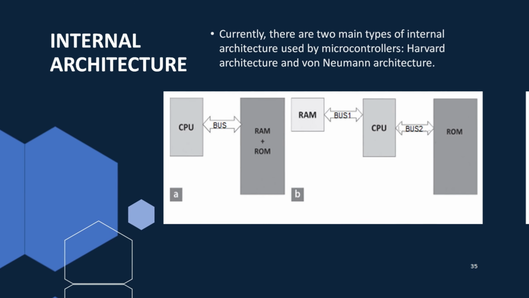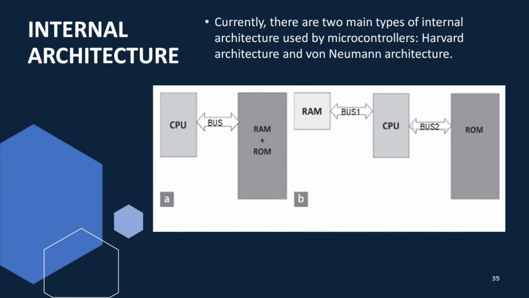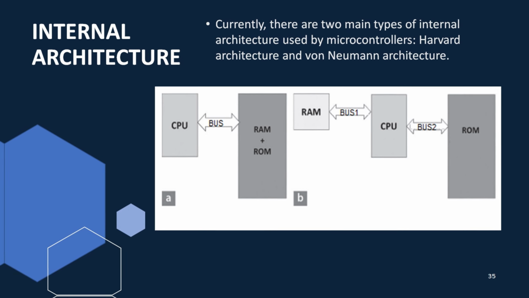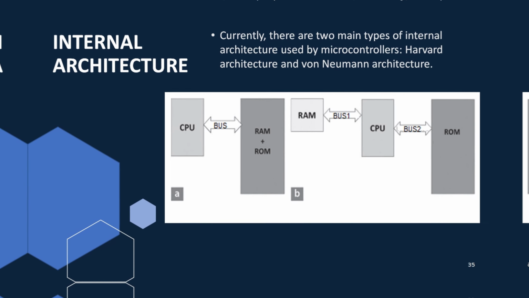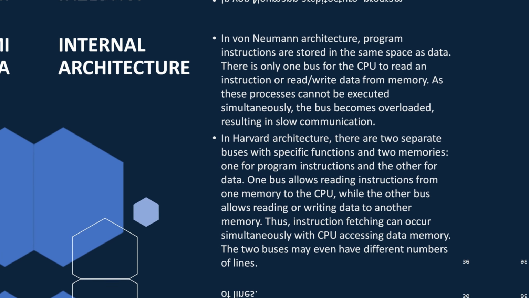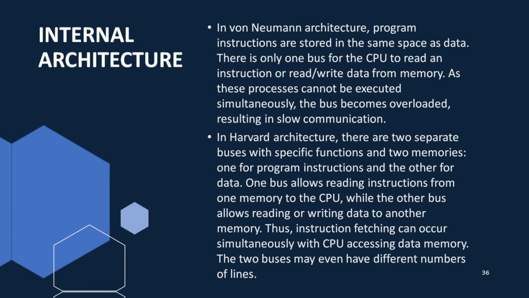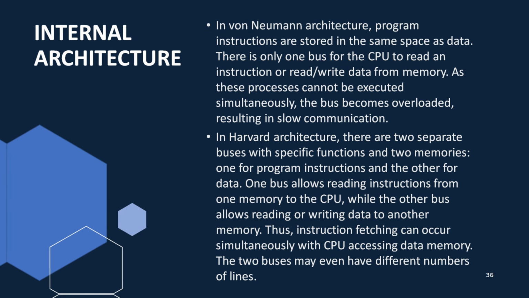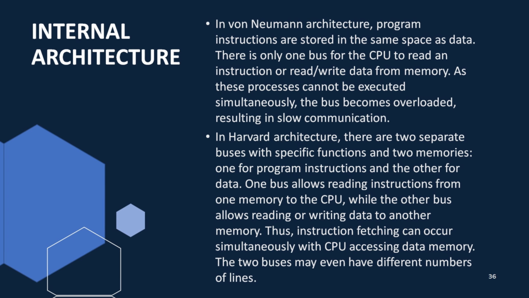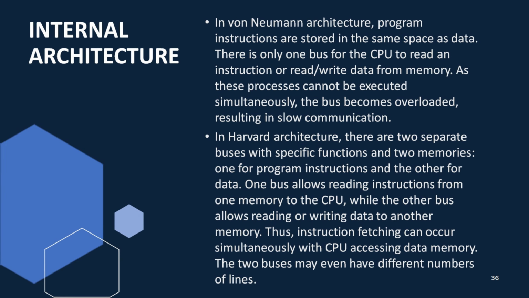Internal architecture. Microcontrollers employ distinct internal architectures to manage program instructions and data. Two prominent architectures are the Harvard architecture and the von Neumann architecture. In the von Neumann architecture, both program instructions and data are stored within the same memory space. This unified memory structure leads to a single bus system, which the CPU uses to fetch instructions or read/write data. However, since these processes cannot occur simultaneously, the bus may become congested, resulting in slower communication.